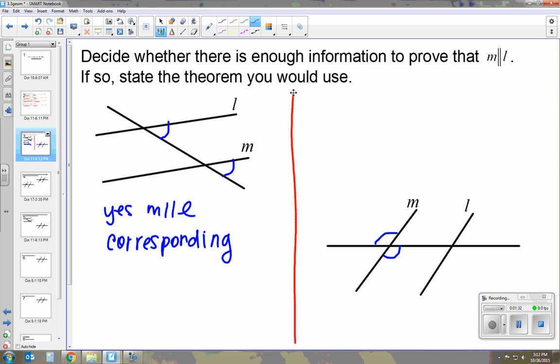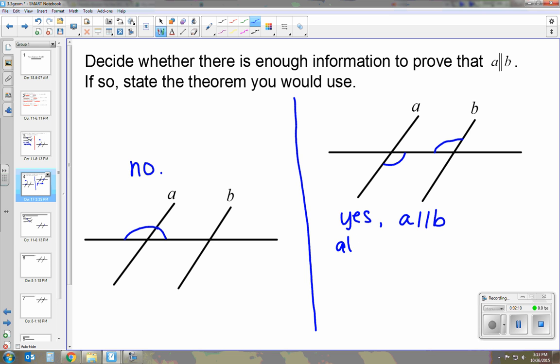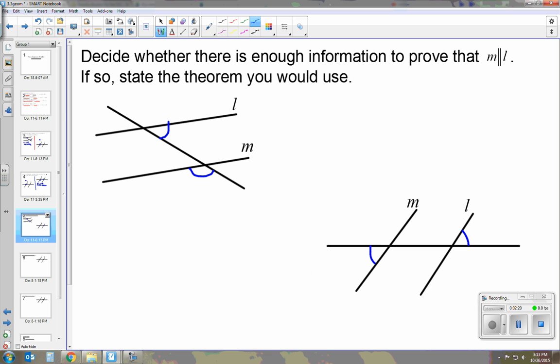So let's look at this one over here to the right. I have two angles that are congruent, but these are vertical angles. Vertical angles cannot prove that lines are parallel, so no, we do not have enough information. Let's go to the next one. The one to the left, I have a linear pair. A linear pair cannot prove that lines are parallel, so that's another no. But the one to the right, I have two congruent alternate interior angles, so yes, A is parallel to B because of the alternate interior angles converse. Let's look at one more example for these.